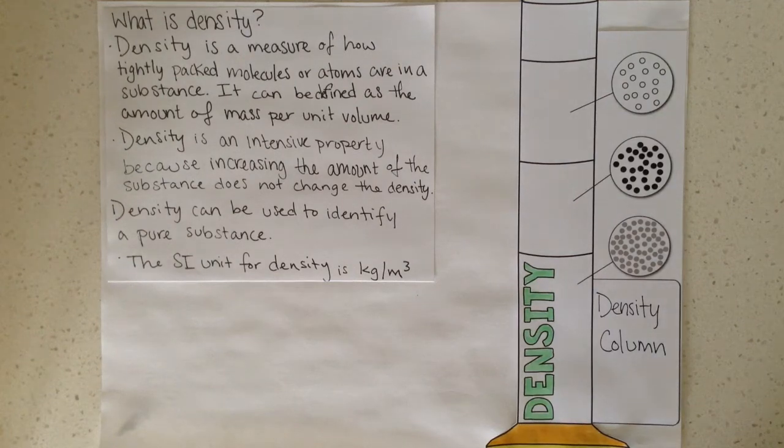Density is a measure of how tightly packed molecules or atoms are in a substance. It could be defined as the amount of mass per unit volume. Density is an intensive property because increasing the amount of the substance does not change the density. Density can be used to identify a pure substance. The SI unit for density is kilograms per meter cubed.